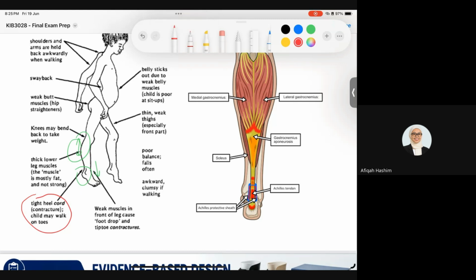Which causes the children to walk on toes. So this heel cord is actually the Achilles tendon, which connects the gastrocnemius and soleus muscle to the heel bone. So when the calf muscle becomes tight, it will continuously pull the ankle downward into plantar flexion. Because the ankle cannot bend upward anymore, the heel cannot touch the ground properly, and this child is therefore forced to walk on the forefoot or their toes.